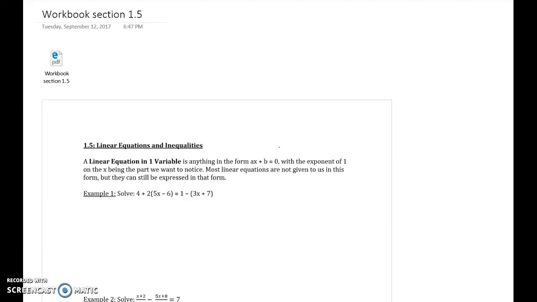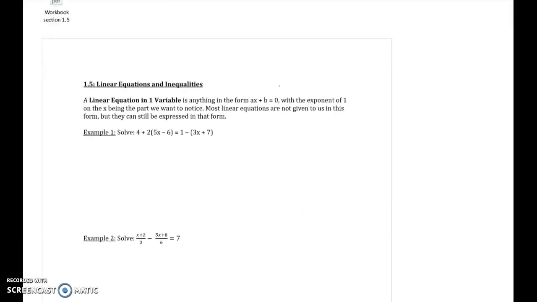Alright guys, so now we are going to work with linear equations and inequalities. So let's work on example number 1. First of all, when you want to solve this equation, what you have to do is get rid of the parentheses.